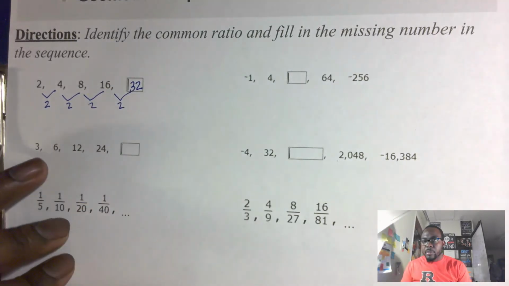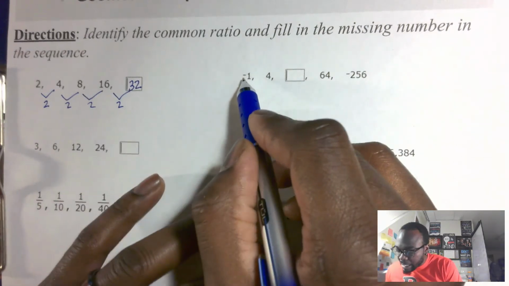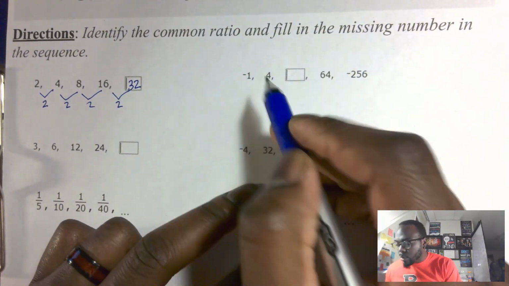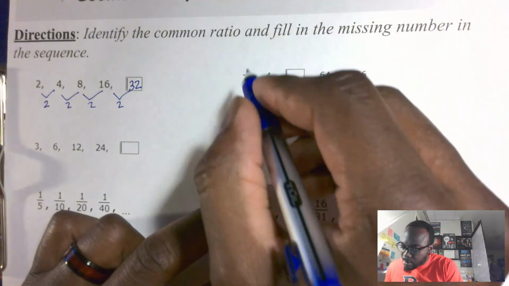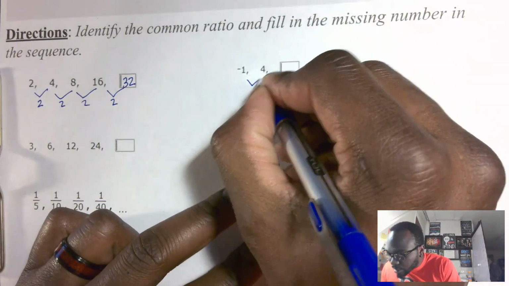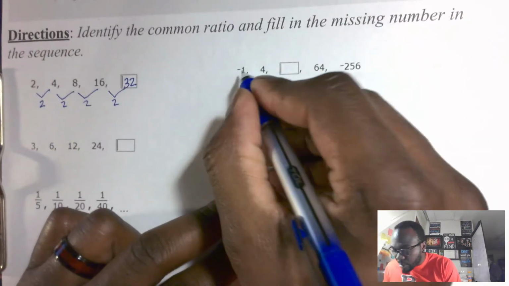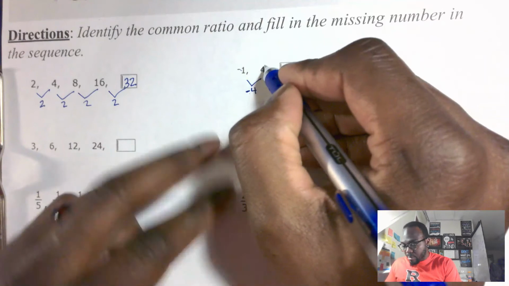32. Boom. All right. So now let's look at from -1 to 4. What happens? The only way I can go from -1 to +4 is if I multiply this number by -4. -1 times -4 is going to give me +4, right?